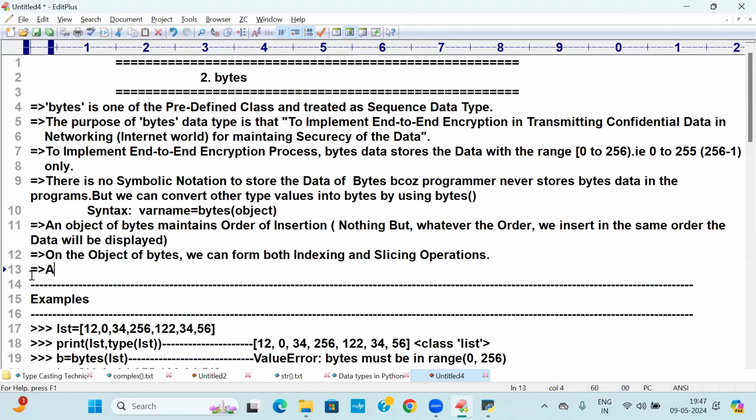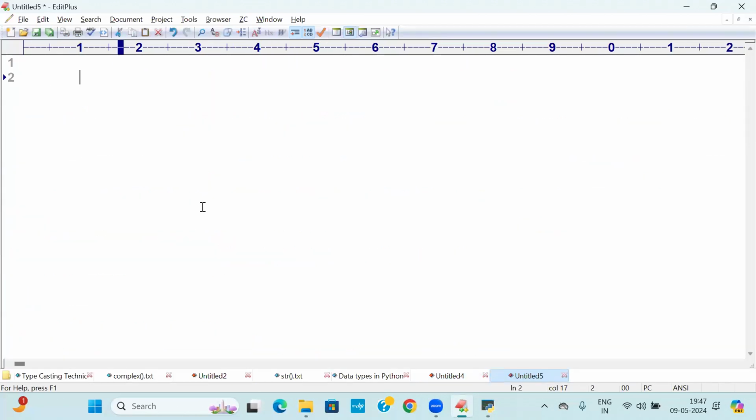What is that? An object of bytes belongs to what concept? Mutable and immutable. You also know this, I think so. What is immutable? Good. Mutable means? Changeable. Immutable means? Cannot be changed. This is what you know.